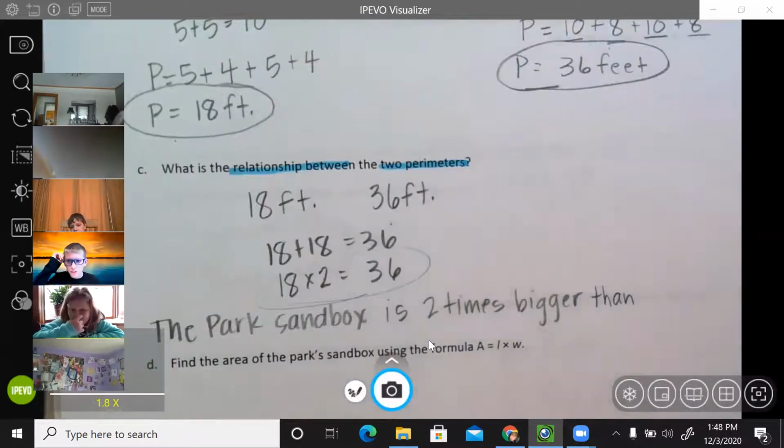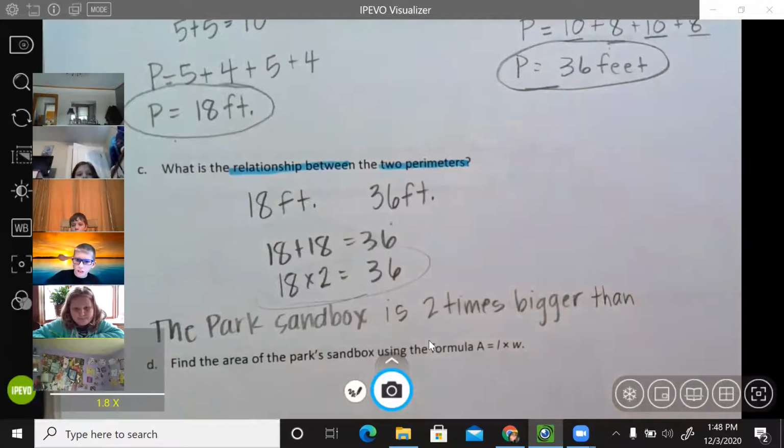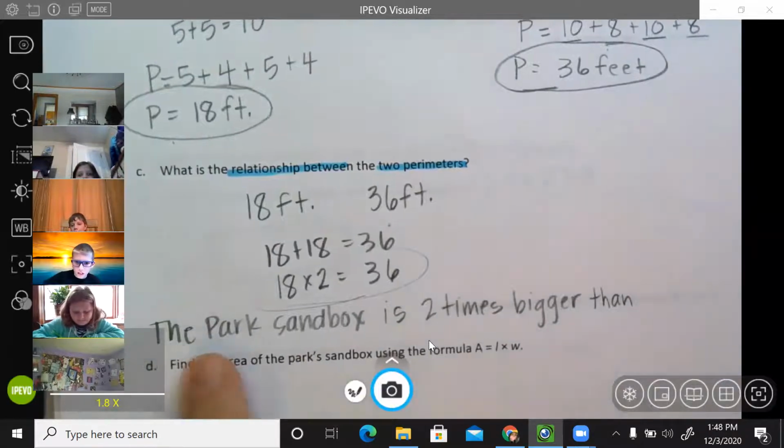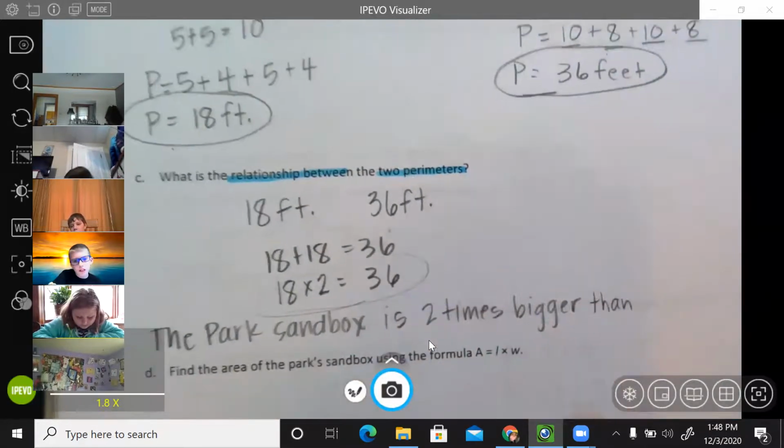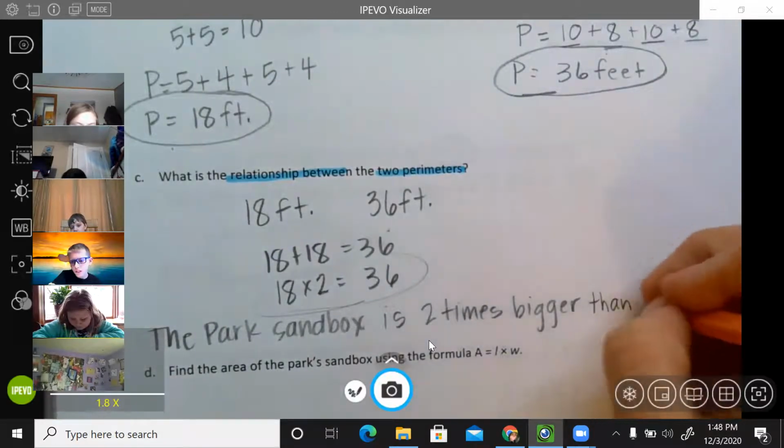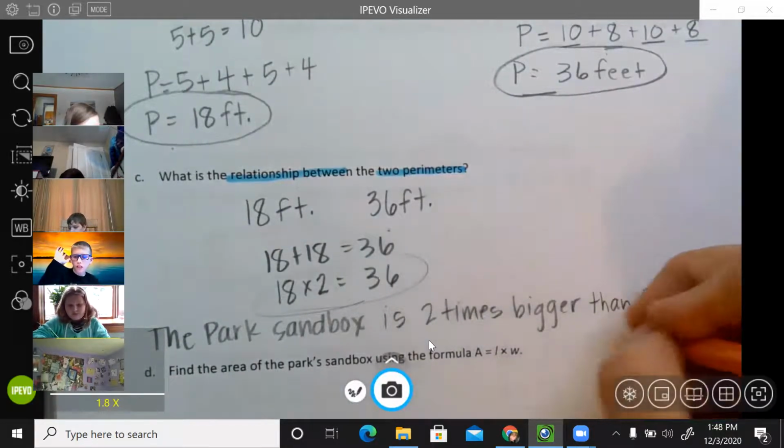Damien, are you there? Boys and girls, I know a lot of you look like you're falling asleep, and I think it's because no one's paying attention. So when I call on you, you just sit and stare. Damien, the park sandbox is 2 times bigger than what? We've only talked about one other thing. Betsy sandbox. There you go. The Betsy sandbox.